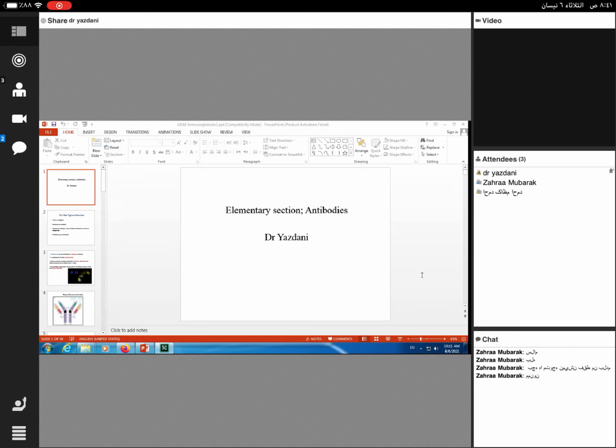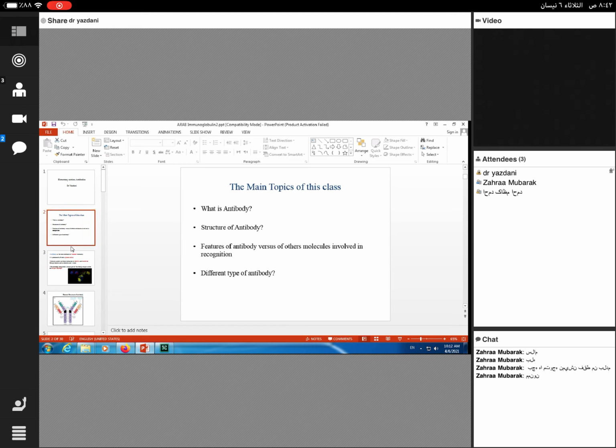Subdivided to humoral and cellular immunity, and antibody is the main component of humoral immunity. The main topics of this class are: what is antibody, structure of antibody, features of antibody versus other molecules involved in recognition, and finally, I speak about different types of antibody.